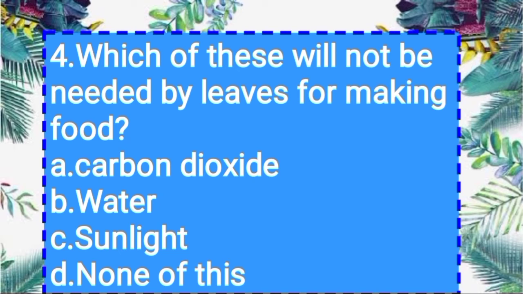None of these. So the answer is option D, none of these, because green plants use light, water and carbon dioxide, three of the things, as raw material to make their food. So the answer is option D, none of these.